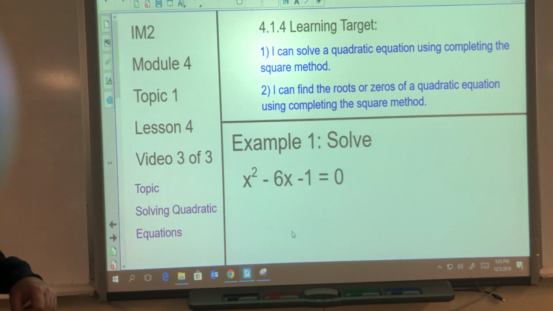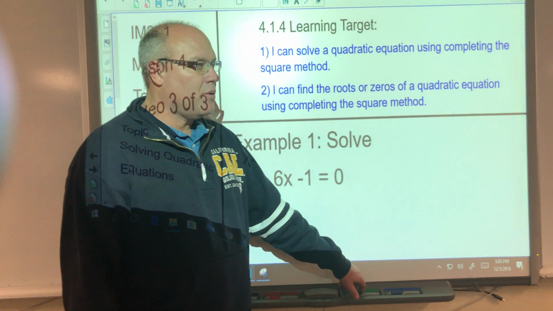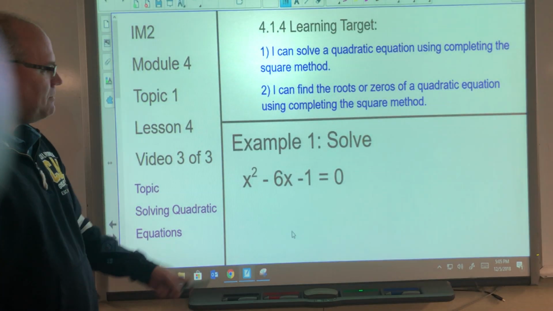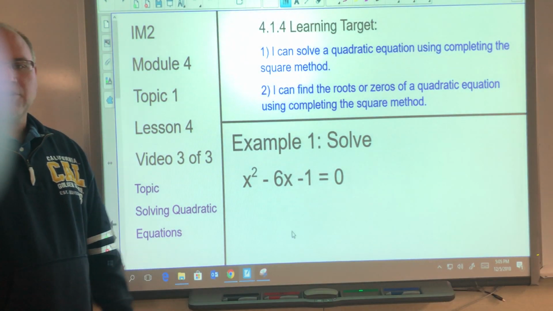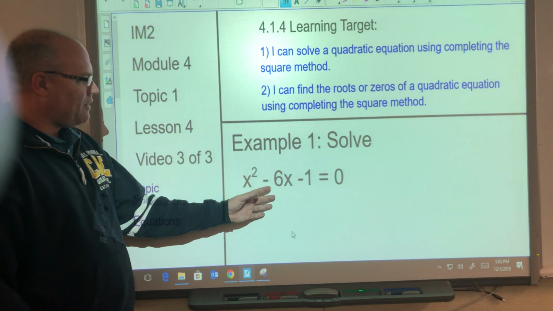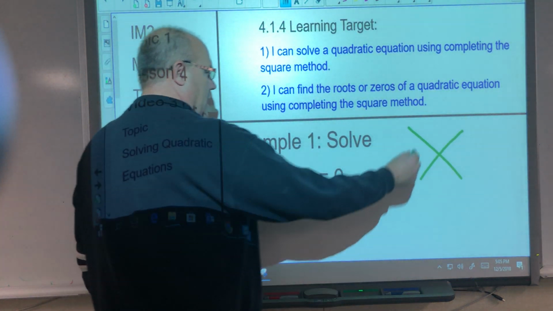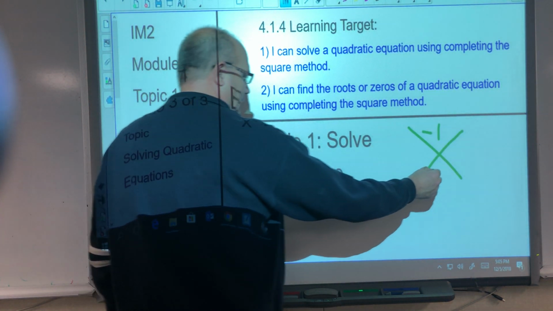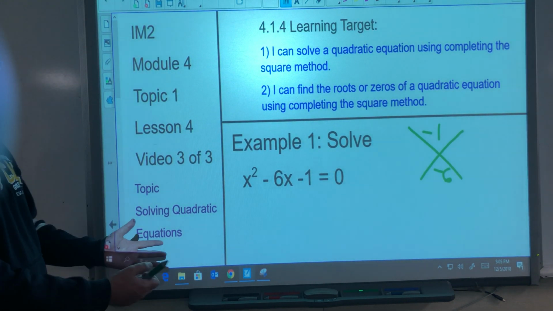So example number 1 says solve x squared minus 6x minus 1. So we discovered in class that sometimes we get quadratic equations like this that are not factorable. If I went to try to factor this, I would need two numbers that multiply to -1 and add to -6. And that would not be possible. So we couldn't factor it.